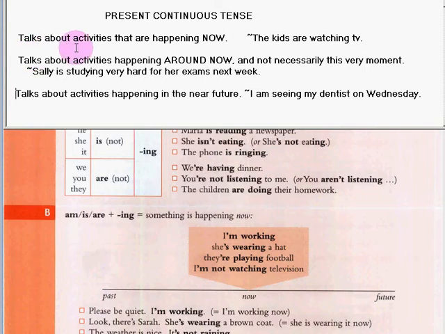Next one. Present continuous tense talks about activities happening around now and not necessarily this very moment. Remember that when we say this very moment, it means it is in this part. But when you say around now, it means it is somewhere in this part right here. Okay? For example, Sally is studying very hard for her exams next week. Then for the last one, it talks about activities happening in the near future. Of course, this goes right here. I am seeing my dentist on Wednesday.